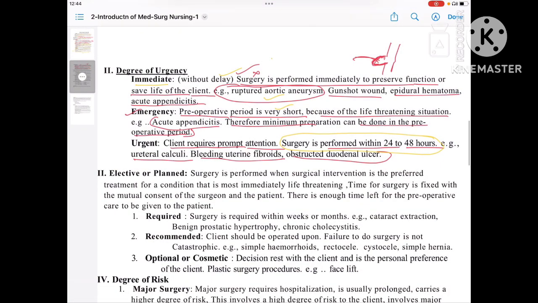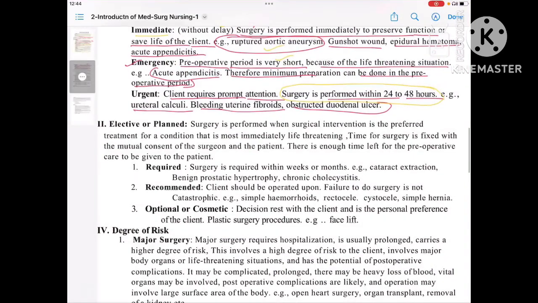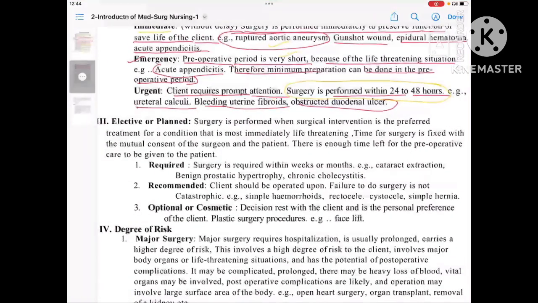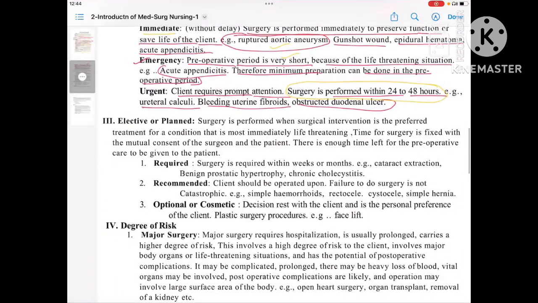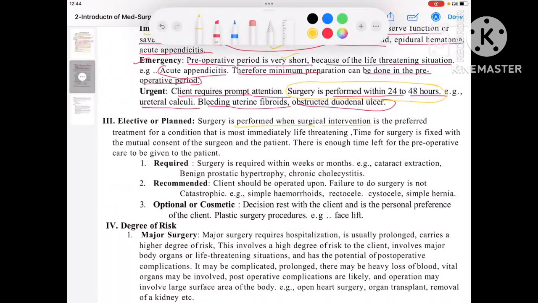Next, the third one is elective or planned. Have you heard about elective or planned? Planned means we know, so we plan it. Elective or planned, we will study that. The surgery is performed when surgical intervention is the preferred treatment for the condition, but it is not immediately life-threatening. Time for surgery is fixed with the mutual consent of the surgeon and the patient.